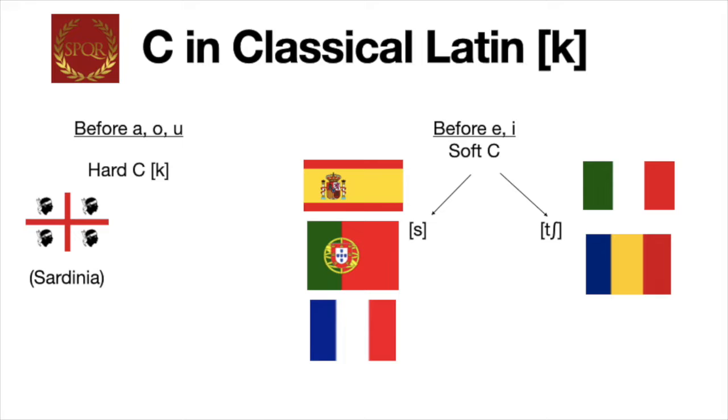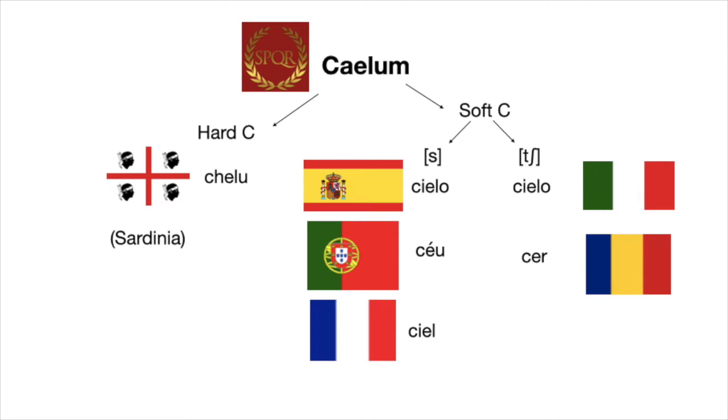The soft versions of the sounds aren't the same in every language. I believe in Romanian and Italian, it's a ch sound. In French, Portuguese, and Spanish, it's an s sound. So that word for sky in classical Latin, caelum, in Portuguese we have céu, in Spanish we have cielo, in Italian cielo, in French we have ciel, and in Romanian we actually have cer. So we can see how these C sounds really shifted pretty drastically from a k to a soft s or ch sound, depending on the Romance language in question.